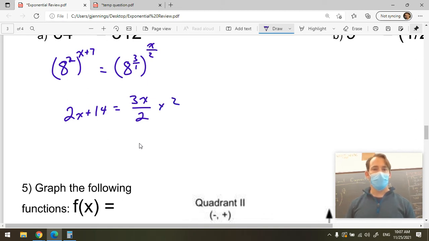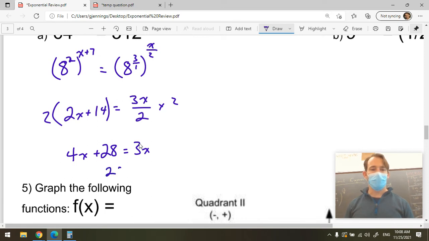This is times 2, and then put this in brackets, times the whole side of the equation, the other side by 2. I have to multiply the whole side of each equation by 2 if you want to use that trick. That'll be 4x plus, this is 28. Thank you, I might have made a mistake there. Over equals 3x. There. And now subtract 4x from both sides, and you get 28 is equal to negative x. Multiply both sides by negative 1, and you get negative 28 equals x. Final answer.